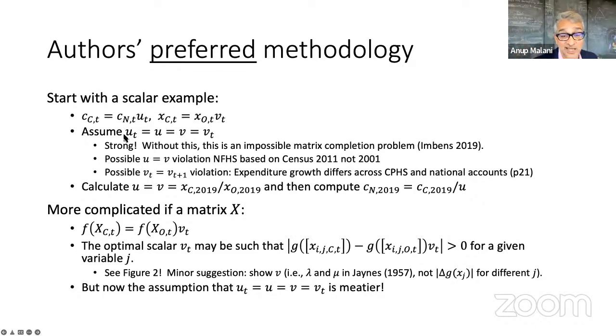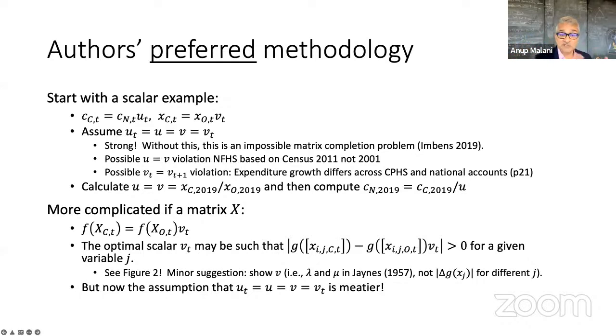Now, here's the key assumption, I think, of their approach. We're going to assume that U_t, the multiplicative error in the consumption, is time invariant, and the multiplicative error in the other variable model is also time invariant. And not only are both time invariant, but they're the same. Okay, before we go on and I explain why this is the case, I want to point out this is very strong. Without this, it is a very hard matrix completion problem. You can make some parametric assumptions along the way, but I think that's roughly what's going on. At least that's how I interpreted it.